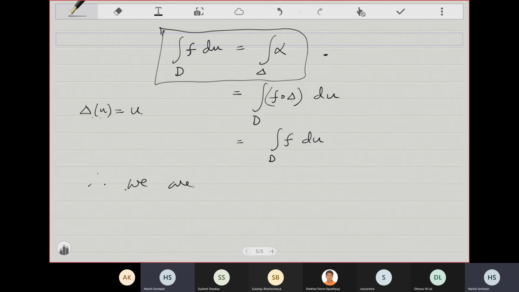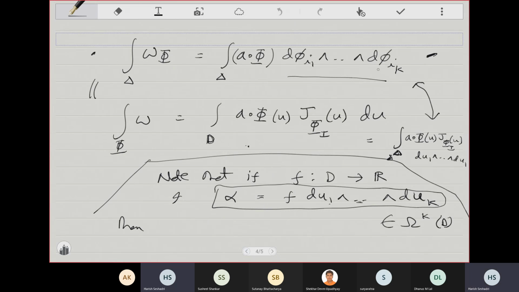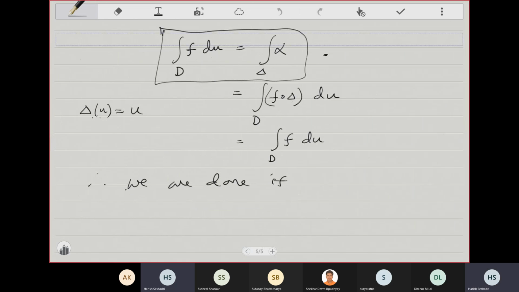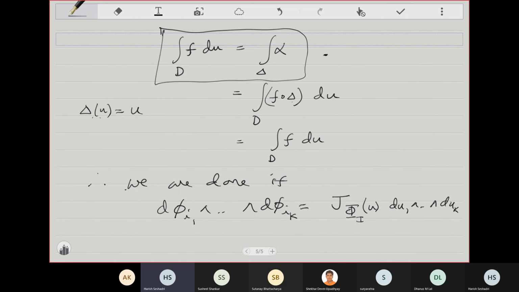Therefore, we are done if d phi I1 wedge d phi Ik is equal to J of phi of I, u du1 wedge duk.